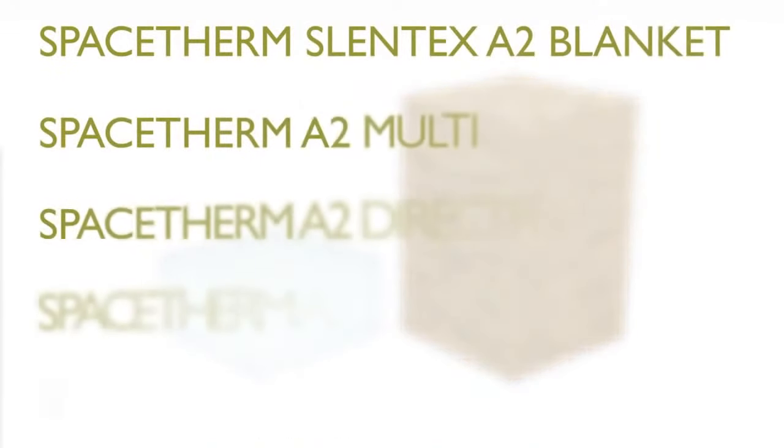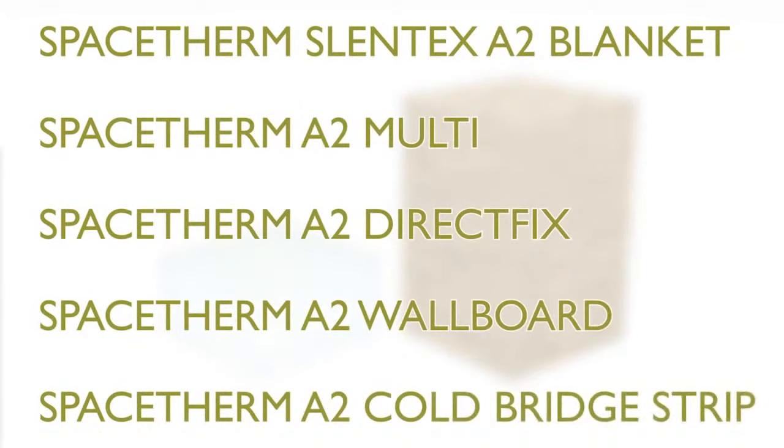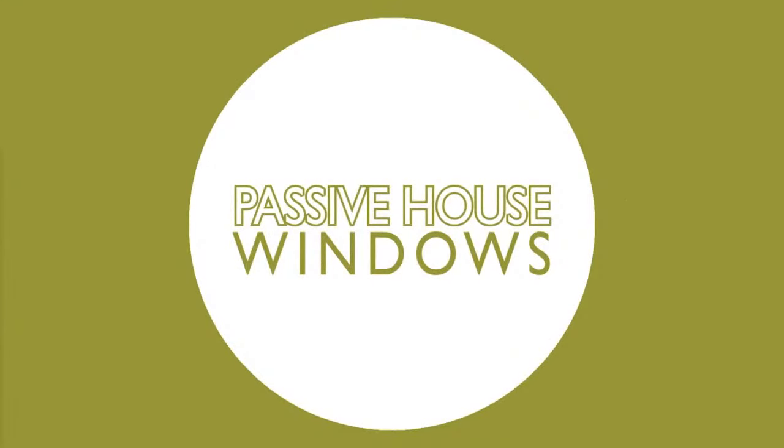SpaceTherm can be supplied in a variety of laminated board systems to suit most applications, as well as in self-adhering cold bridge strips for direct bonding to structural elements such as steelwork. This need to create uniformity of insulating value and prevent cold spots is also an important aspect to consider when specifying the windows in low-energy and passive projects.